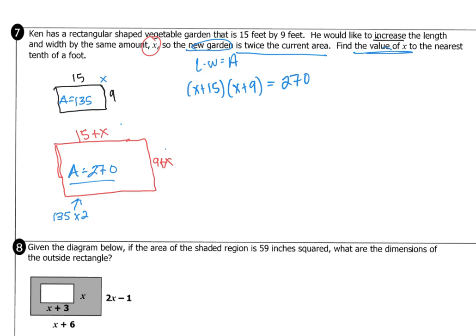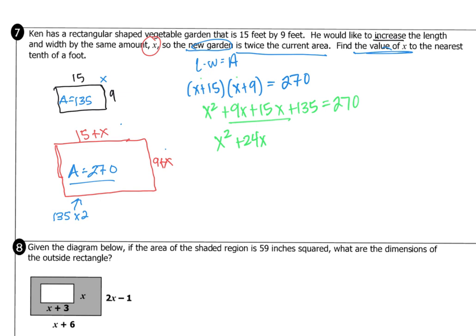Okay, so let's change colors. x times x is x squared. x times 9 is 9x. Then we have 15 times x to get 15x, and 9 times 15 is 135. We kind of already knew that because we did it over here to find the original area, but that's okay if we didn't know that already. And it equals 270. 9x and 15x combine to make 24x. We have plus 135.